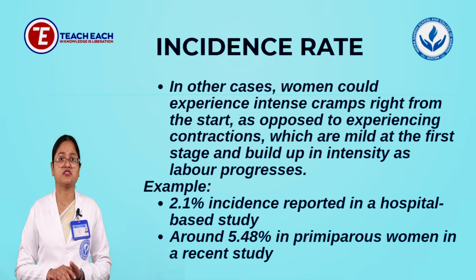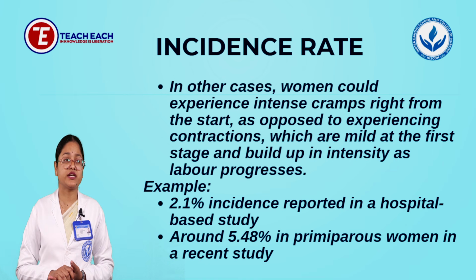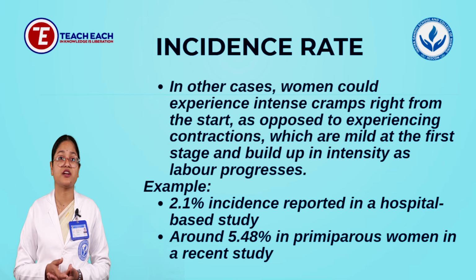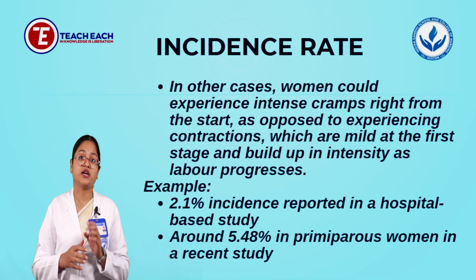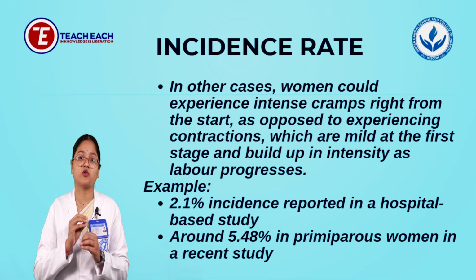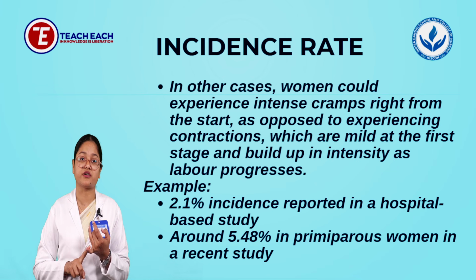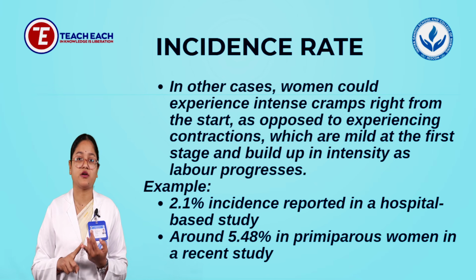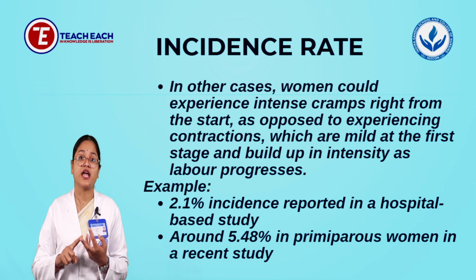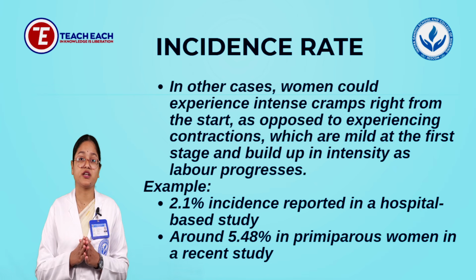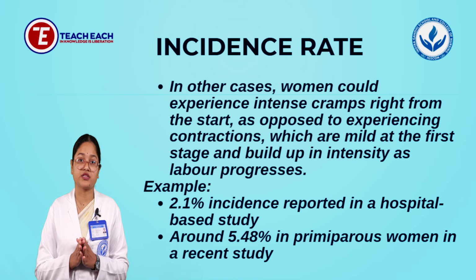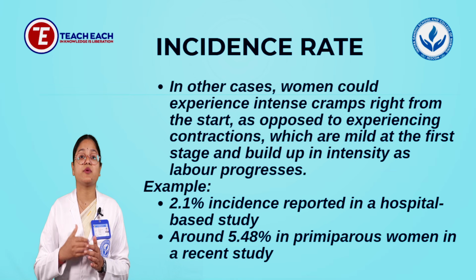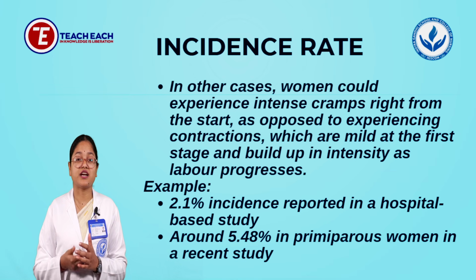Next, we'll see some other points. In some cases women could experience intense cramps, that is uterine contractions, right from the start. Basically, uterine contractions are divided into mild, moderate and severe forms. But when the mother is suffering from precipitate labor, they won't feel mild or moderate contractions. They will have severe contractions of 40 seconds and above, with very little gap between contractions and very high intensity. So the cervical dilatation will be very fast.